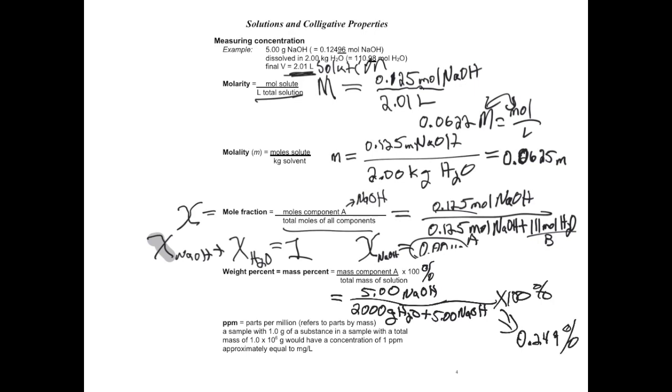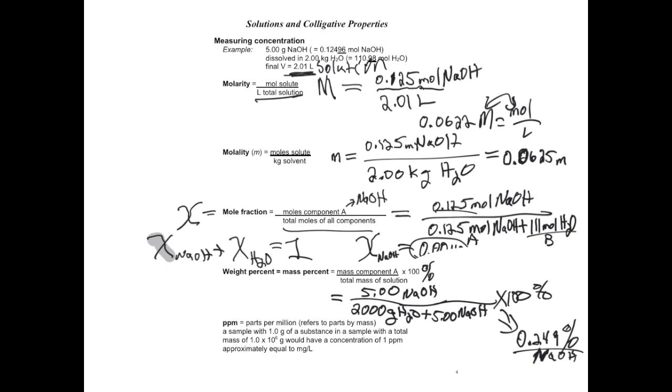If I wanted to calculate the mass percent of water, I could take 100%, subtract the mass percent of sodium hydroxide, and that would give me the mass percent of water. Or I could simply replace 5 with 2,000 and do the same math, and I would get the same number. I'll let you do that one on your own. I think you get the idea.